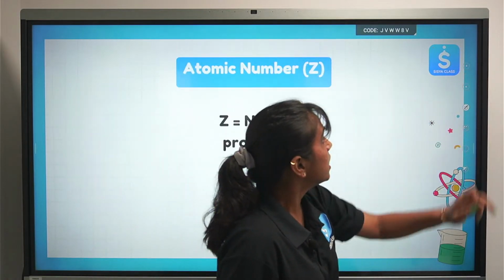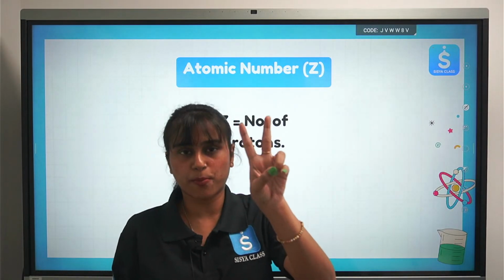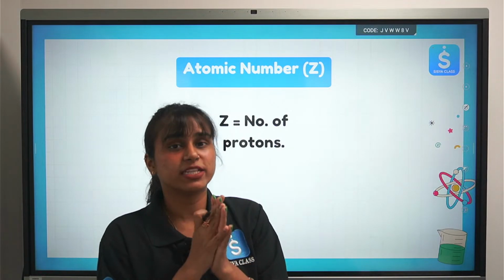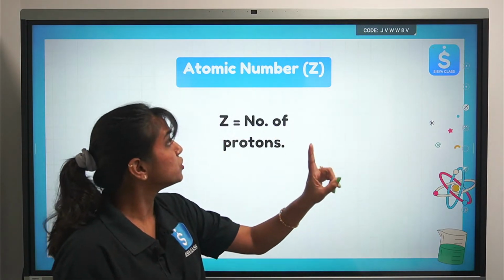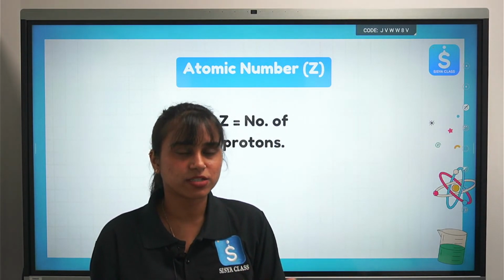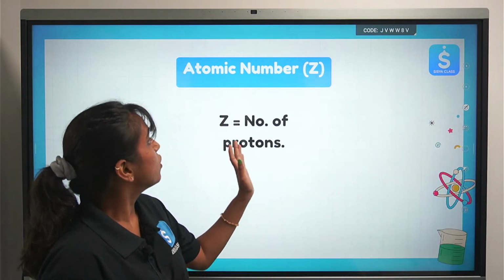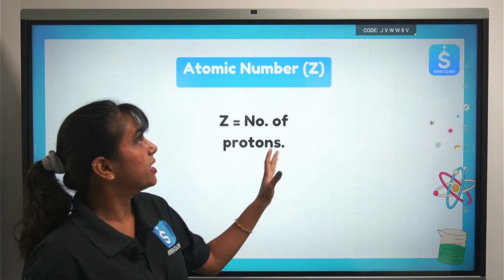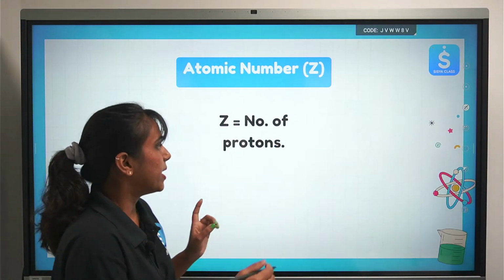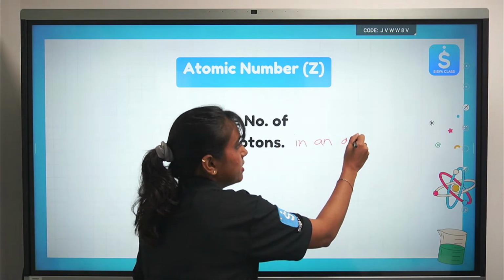Now, to add more information to the chemical symbol, we have two properties, quantities you can say, that we need to mention about an element. The first is atomic number. When we are learning about chemistry, we need to know the atomic number and the mass number of an element. So what is atomic number? Atomic number is denoted by Z. It is nothing but the number of protons in an atom.